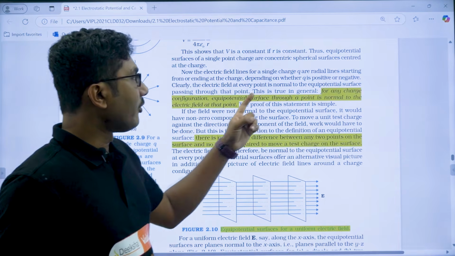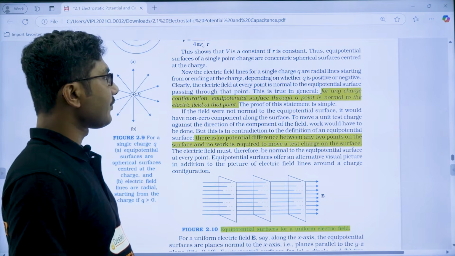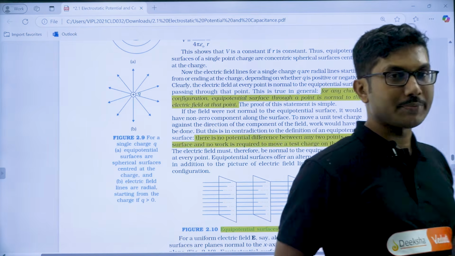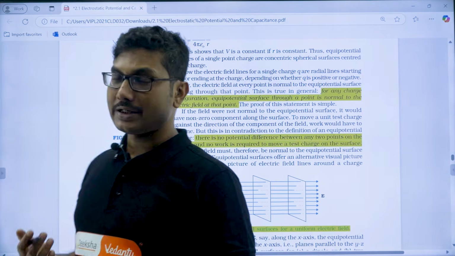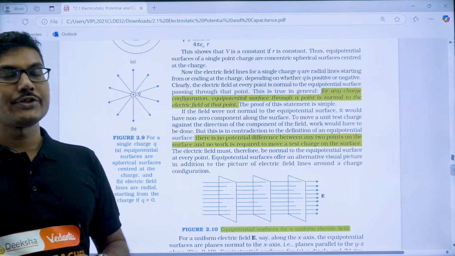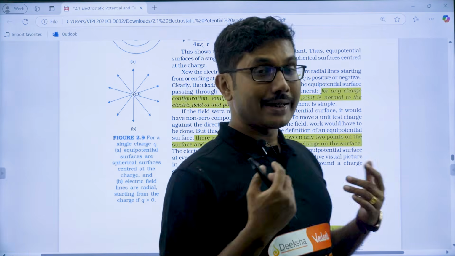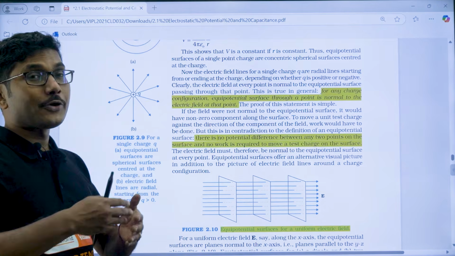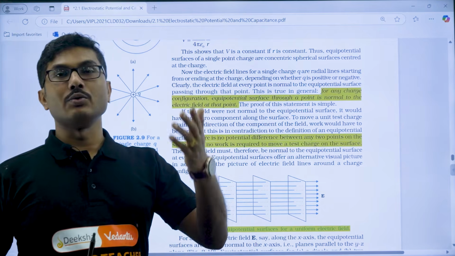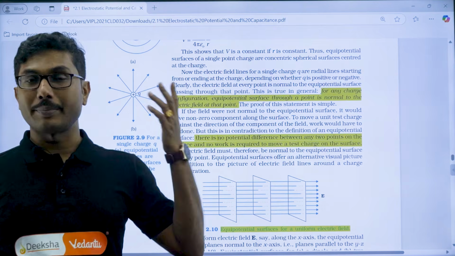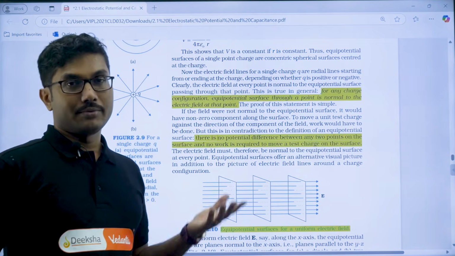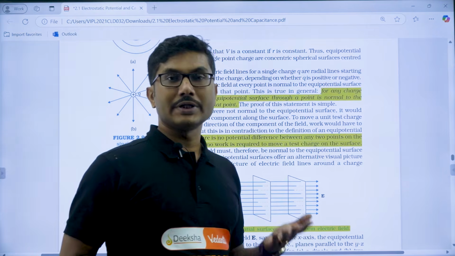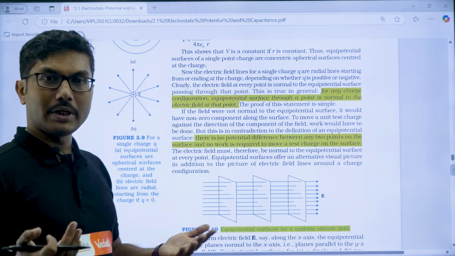Now, for any charge configuration, the equipotential surface through a point is normal to the electric field at that point. So the equipotential surface is basically normal to the electric field. This direction is important because objective questions have come from this concept, and may come again. They might give options: the equipotential surface is tangential to the electric field, parallel to the electric field, perpendicular to the electric field, none of the above. Perpendicular means normal. So you have to mention it is normal or perpendicular to the electric field.